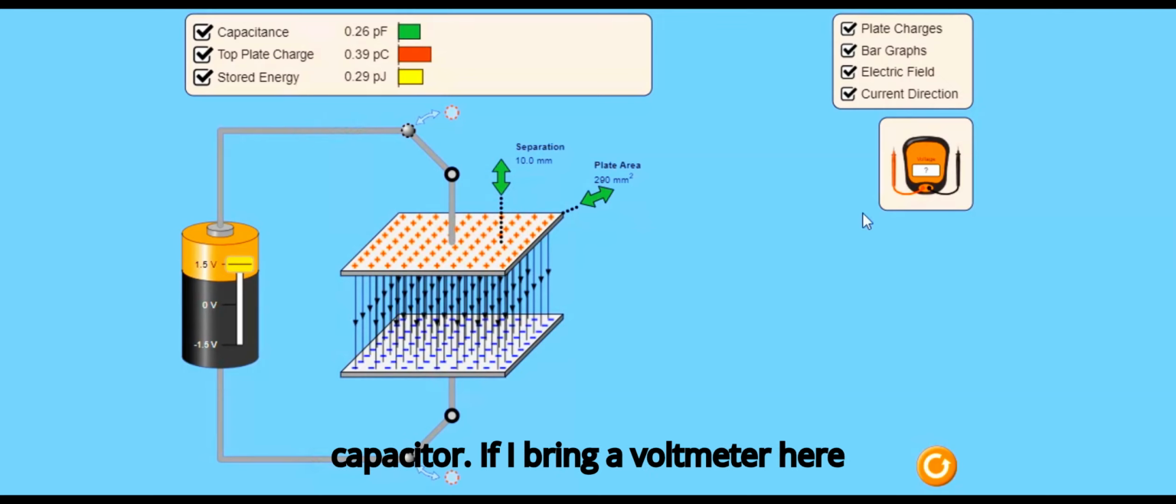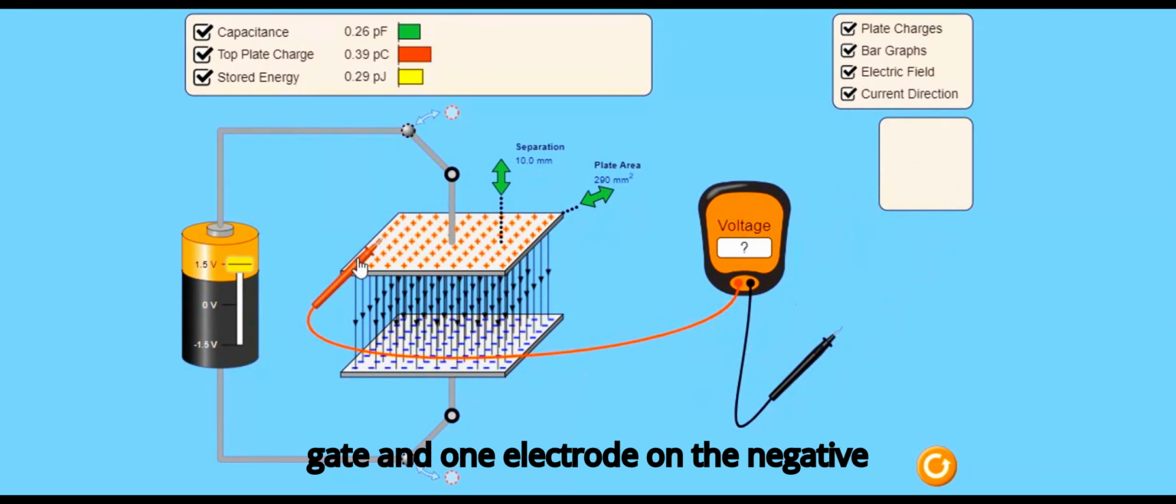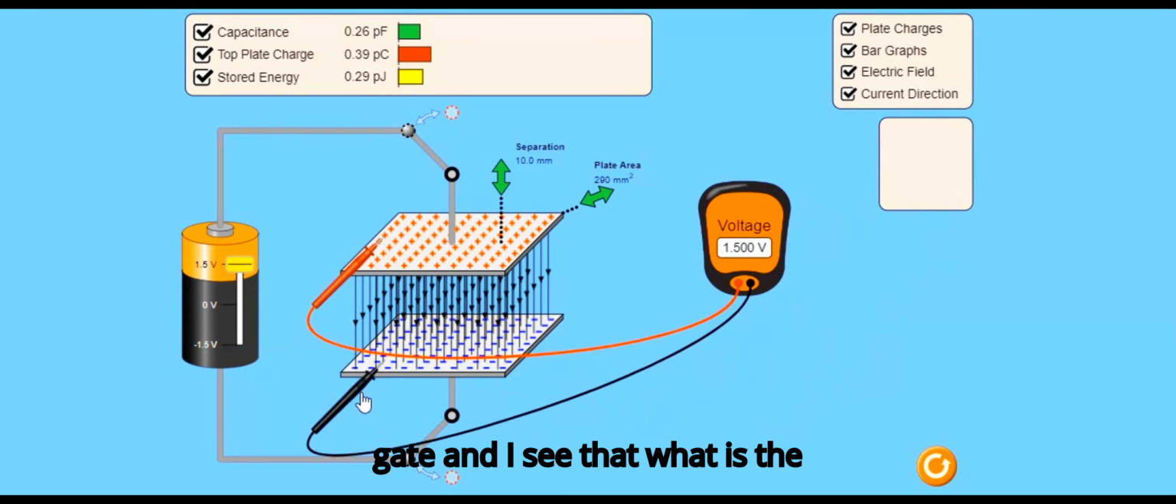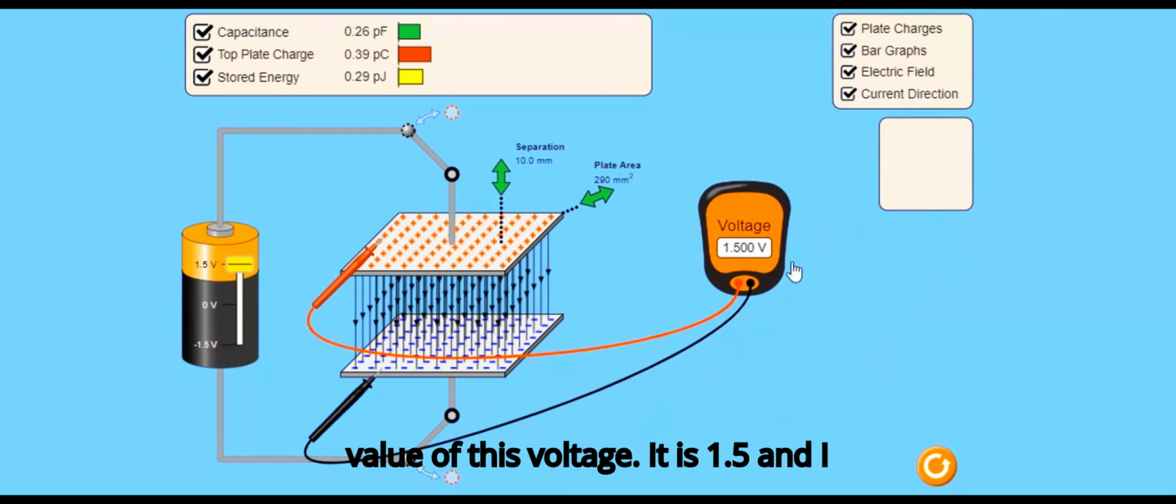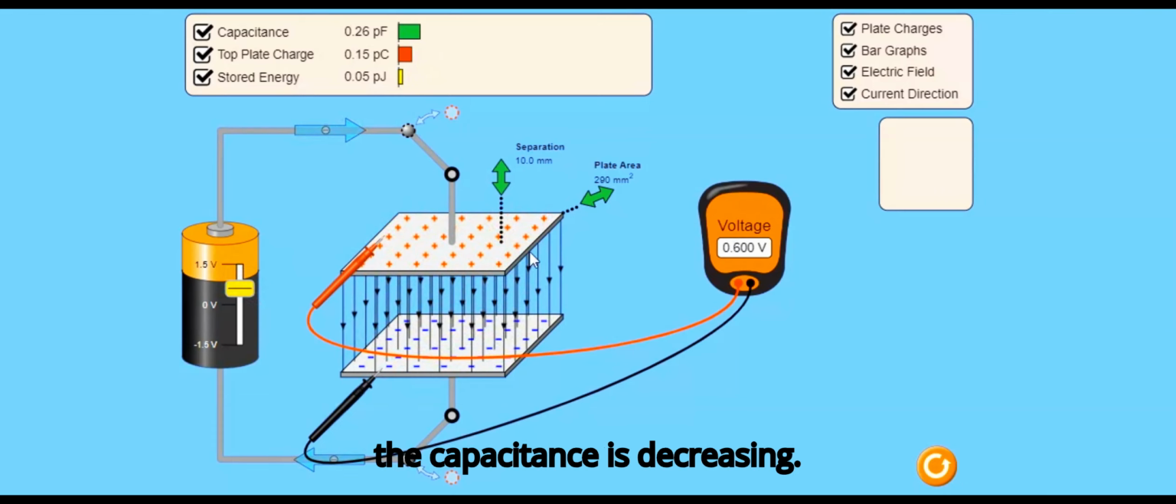If I bring a voltmeter here and put one electrode on the positive plate and one electrode on the negative plate, and I see what the value of this voltage is, it is 1.5, and I am applying the voltage of 1.5 from a battery. If I decrease the distance, the capacitance is decreasing.